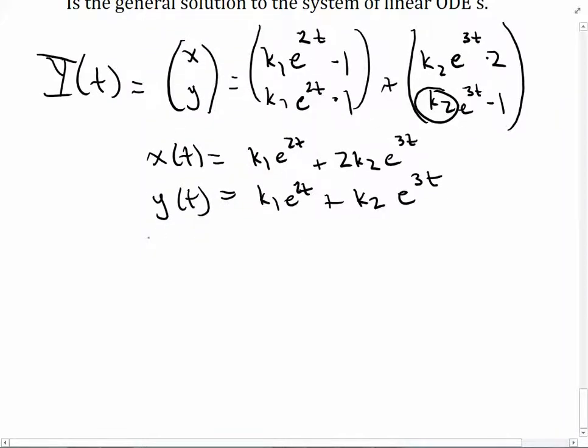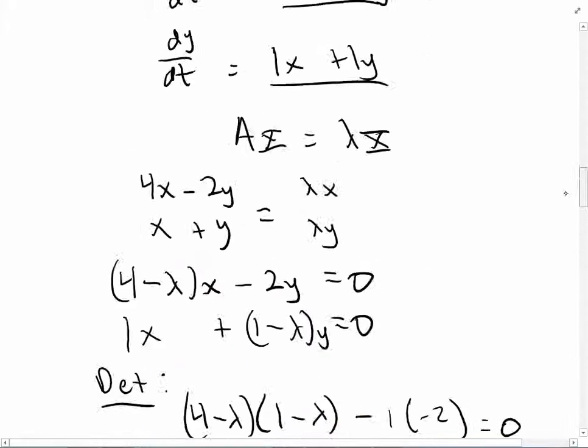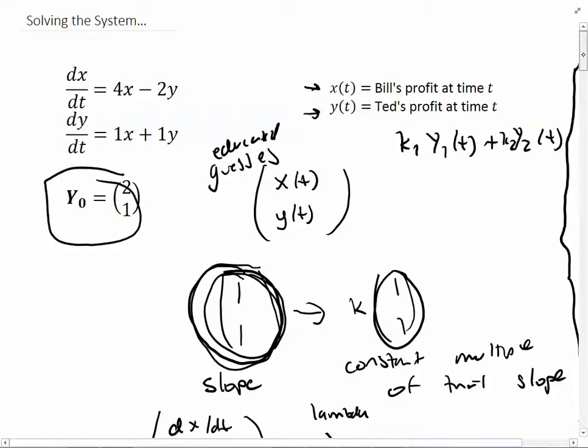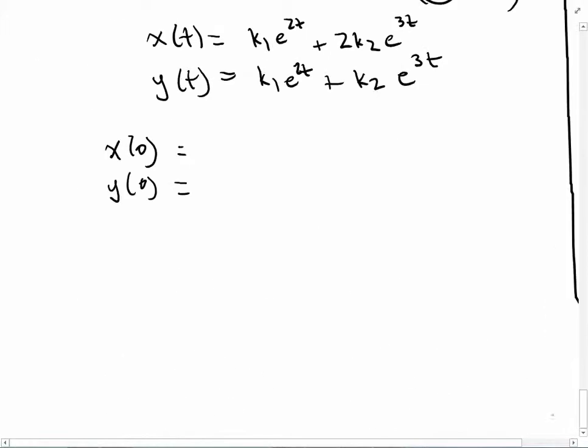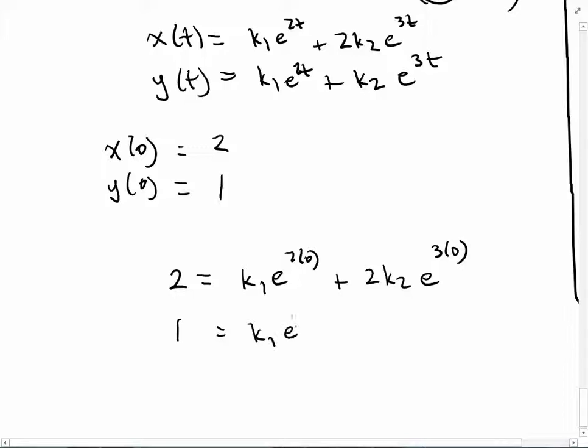So we want to make sure that x of 0 and y of 0 are, as we said much earlier, that initially Bill's profit is 2 and Ted's profit is 1. So we want these to be satisfied. In other words, we want 2 to equal k1 e to the 2 times 0 plus 2k2 e to the 3 times 0, and you know what's going to happen to these terms. And then 1 is equal to k1 e to the 2 times 0 plus k2 e to the 3 times 0.